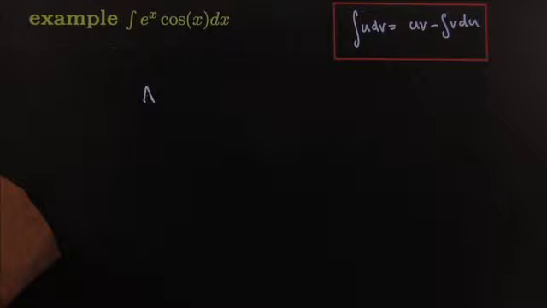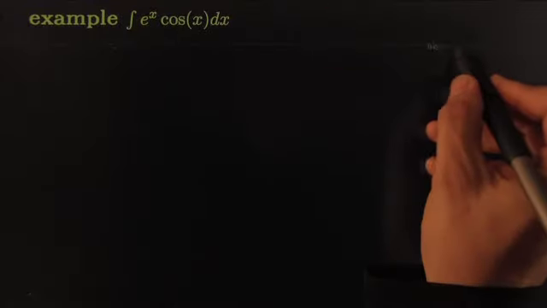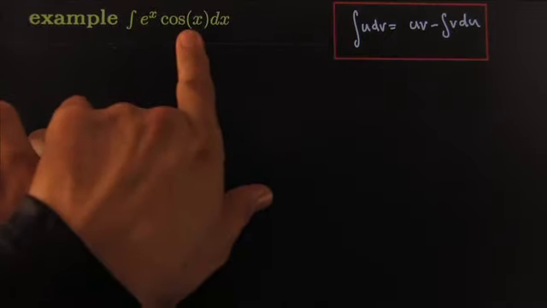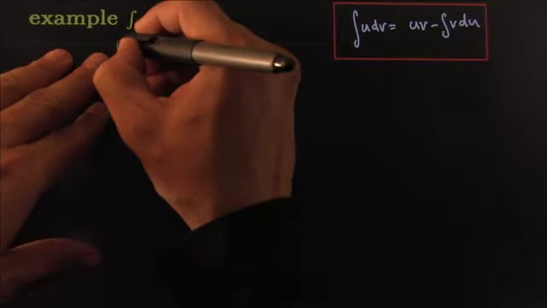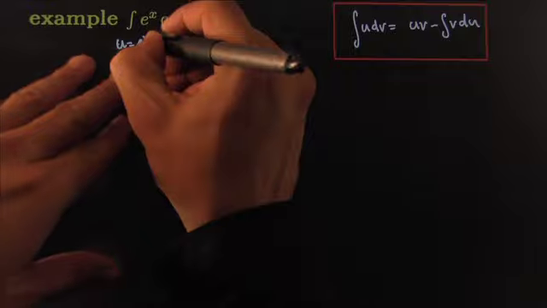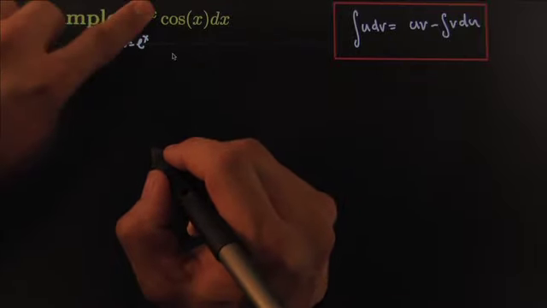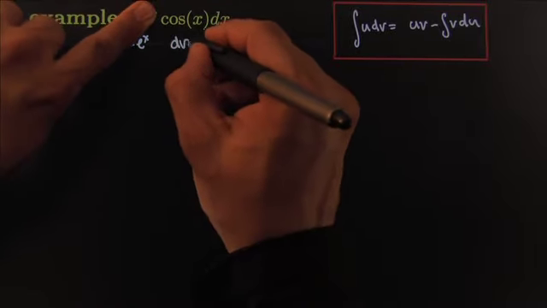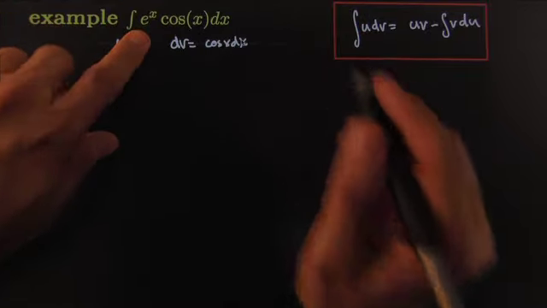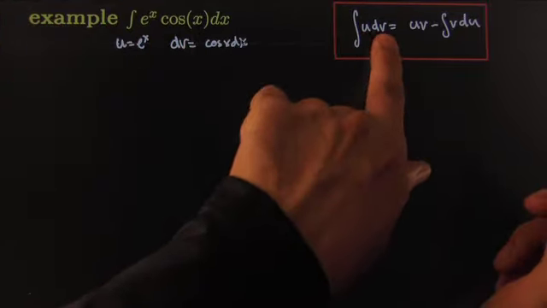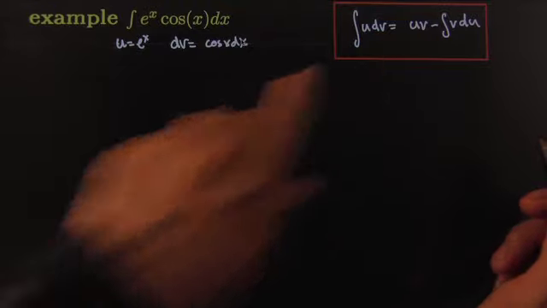The only thing you've got to do is make a good choice for u, and the rest of it has got to be determined by whatever's left over. So I'm going to go with u is equal to e to the x. That forces whatever's left over to be dv, so I have cosine of x dx. That way the expression here is in fact equal to the expression there, a u and a dv.